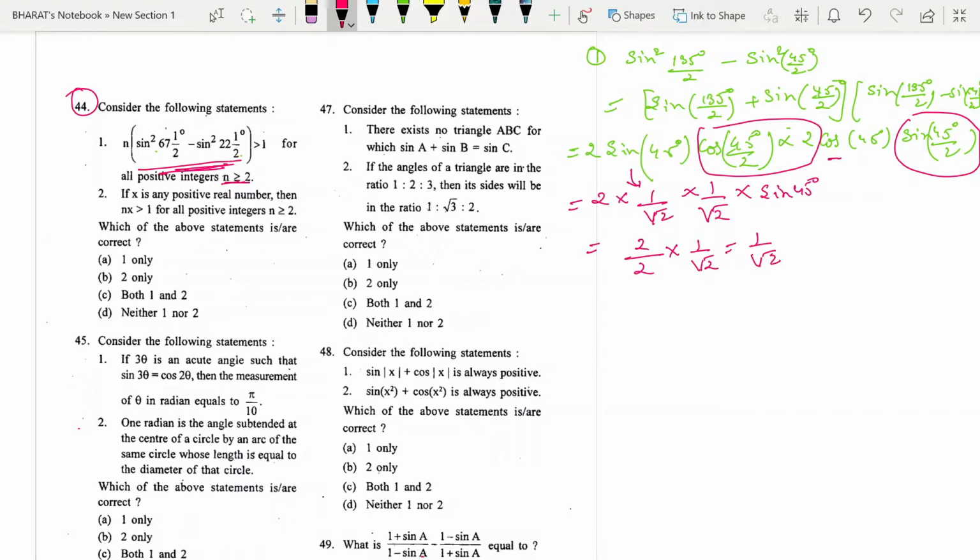Okay, and what it is asking us is that n into this whole value, which is equal to 1 by root 2, is greater than 1 or not. Now let's check it out. So n should be greater than what? Root 2, and the condition given to us is n greater than or equal to 2. Now root 2, what is the value of root 2? Root 2 is 1.414.